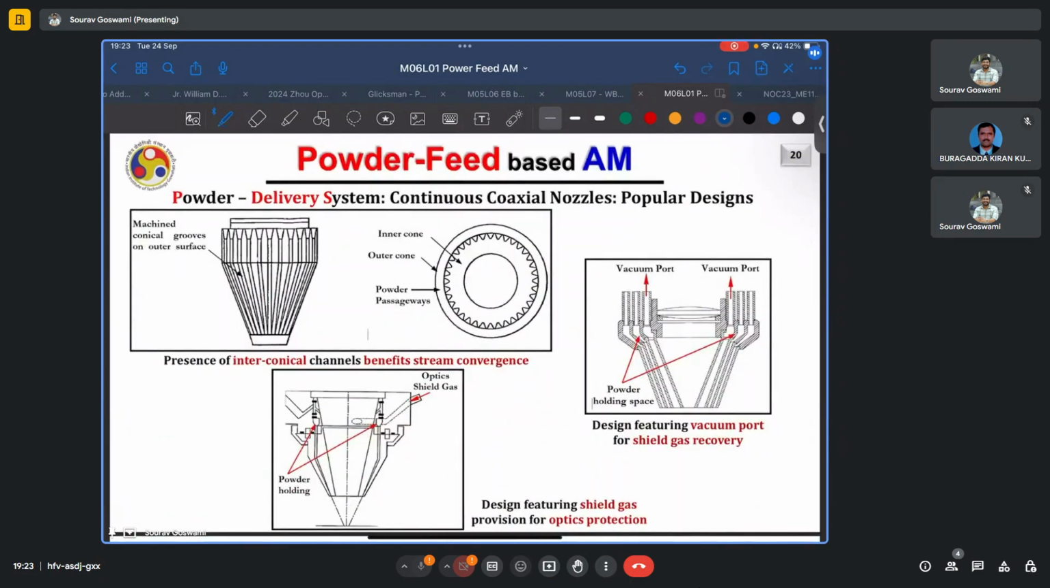Some other designs are also shown here, such as one which instead of purging the argon gas onto the melt pool, uses this blanket of gas, like a blanket of gas, which is transparent to the laser which is passing through, but stops the movement of any particles or fumes into the optics chamber. There may also be certain vacuum ports which are designed, which can help in recovery of some of the shield gas. As we discussed, the typical flow rates for argon can be, say, some 10 liters per minute to 30 liters per minute, or even more.